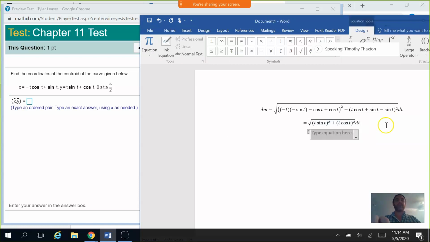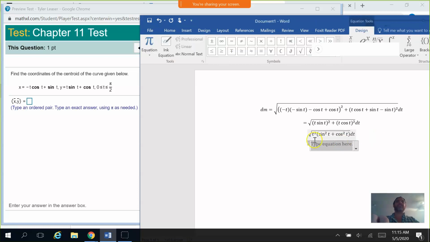Okay, and then just squaring these off, we're going to end up with a t squared sine squared t. This is also a t squared cosine squared t, and from each of those, we're going to factor out a t squared, which will leave us with sine squared plus cosine squared. And anytime you see a sine squared plus cosine squared, that's automatically going to be 1.